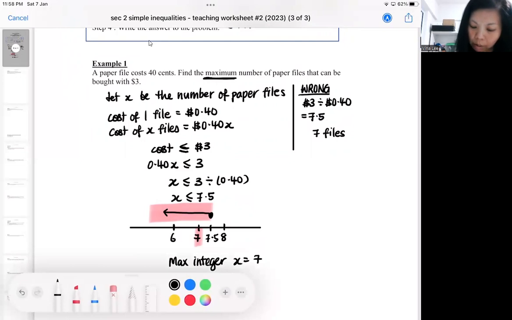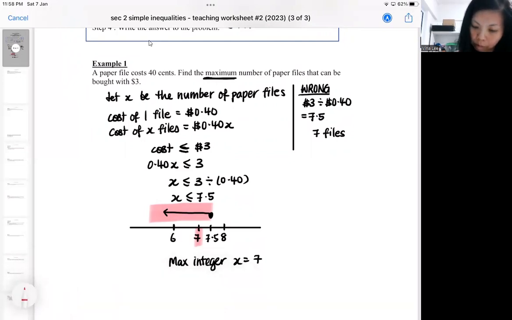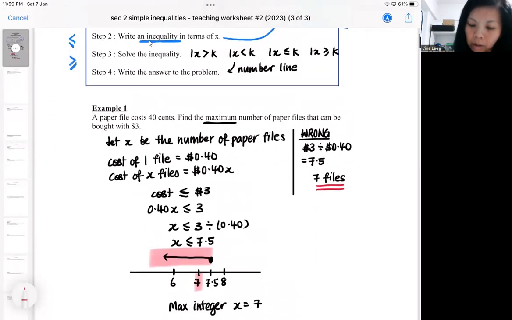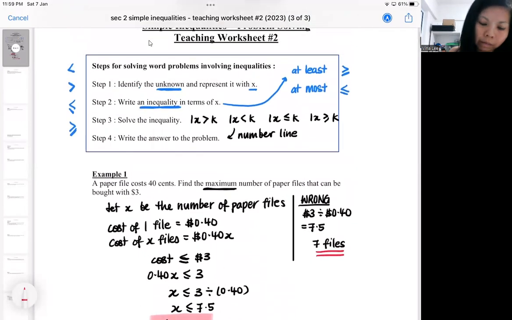So how do you answer the question? 7 files can be bought. If you realize, it's the same answer as this one. Apparently this one is much shorter, but you didn't formulate it in an inequality manner. So it's very important that you choose the correct inequality. The moment the inequality is wrong, most probably you're not going to get any marks at all.